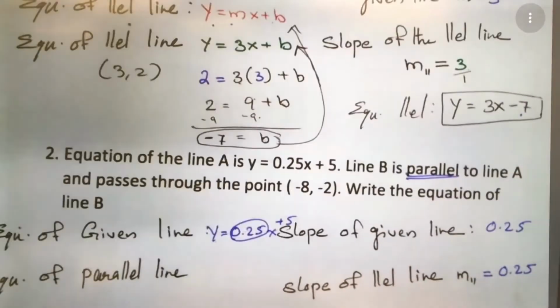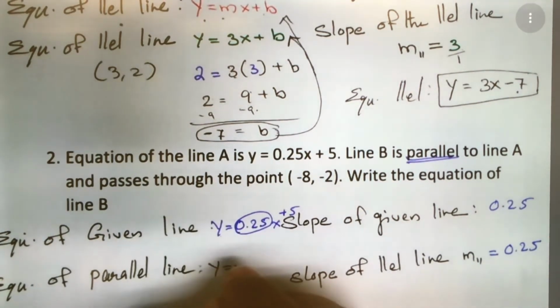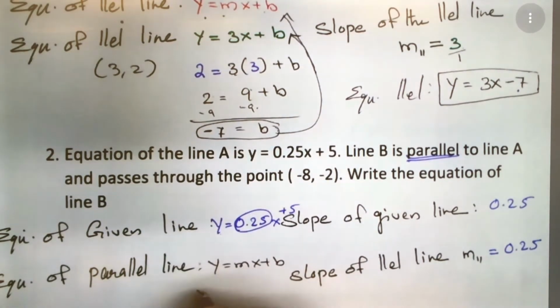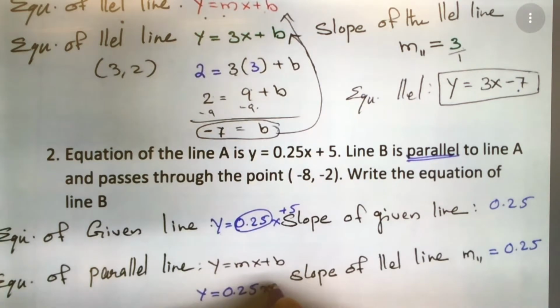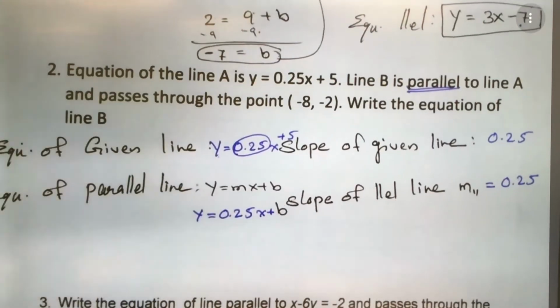For the equation of the parallel line, we want to write it in y is equal to mx plus b form. That means y is equal to 0.25x plus b. So I'm missing b right now. We have to identify what b is.